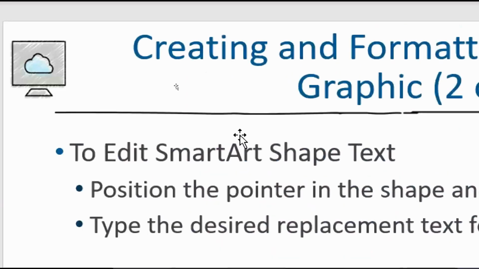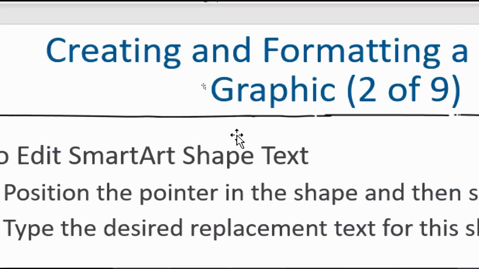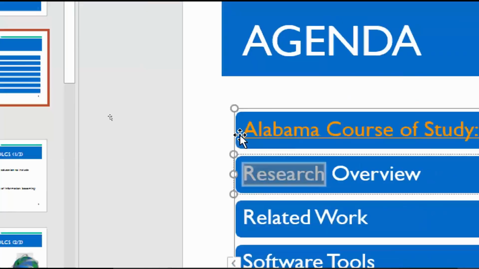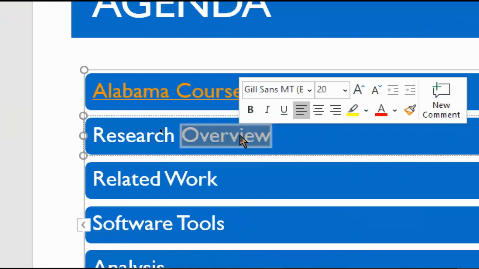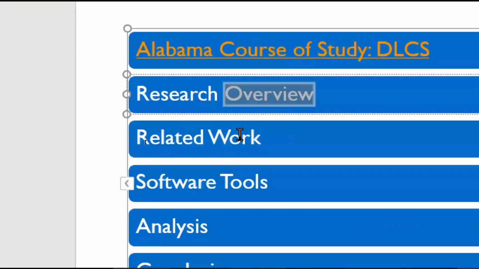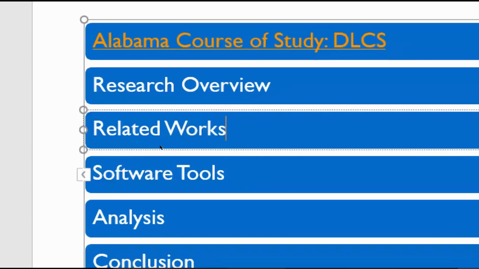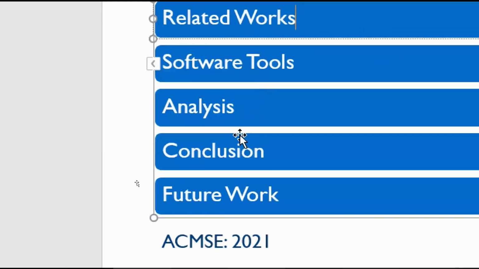Edit SmartArt shape text. There's a couple ways you can do it, just like with Word. We do not have the preview on the left, but you can always just select within a shape. And let's just say we want to change this. This needs to be related works, not related work. Let me just add that.